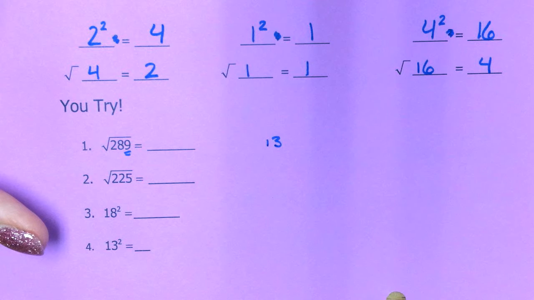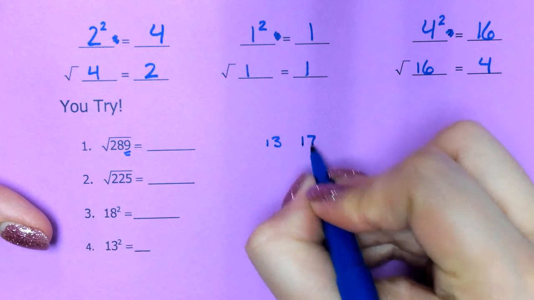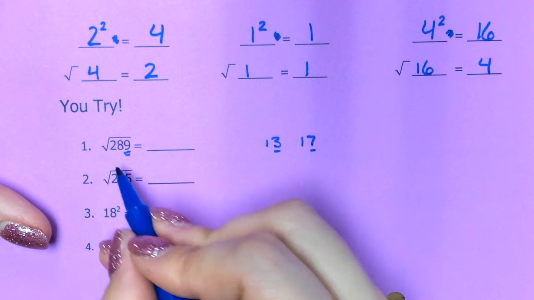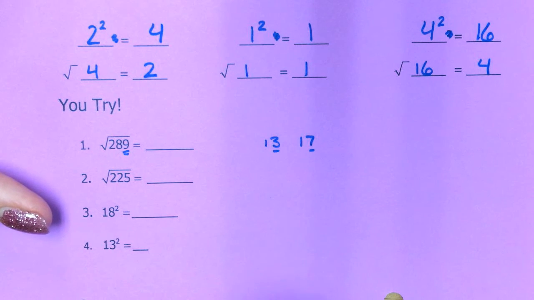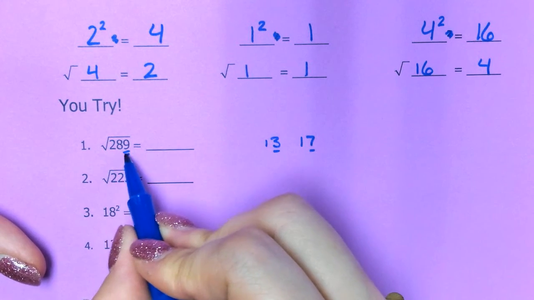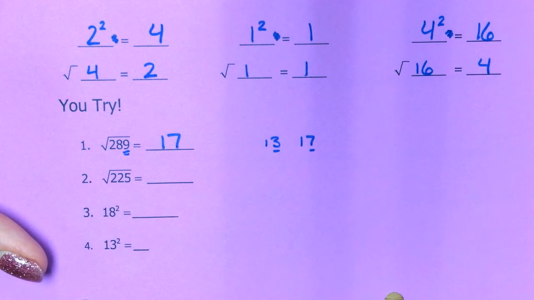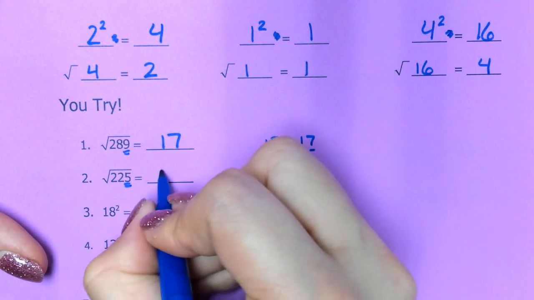4 times 4, 16. 5 times 5, 25. 6 times 6, 36. 7 times 7, 49. So this could be 17 because both 3 and 7 are going to get me that 9 in the ones place. So now I think, is it bigger or smaller than that middle, that 225? Well, 289 is bigger than 225, so this one must be 17. Oh, here's an easy one. We already talked about the middle being 225, so that one's 15.